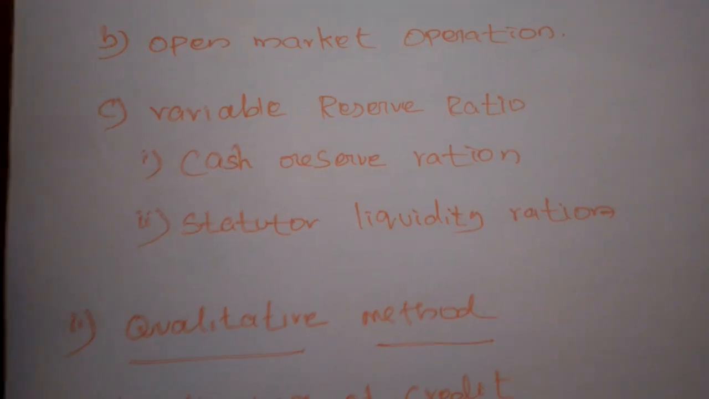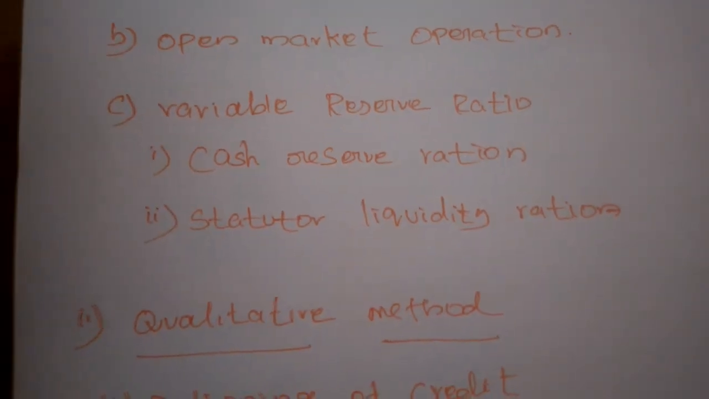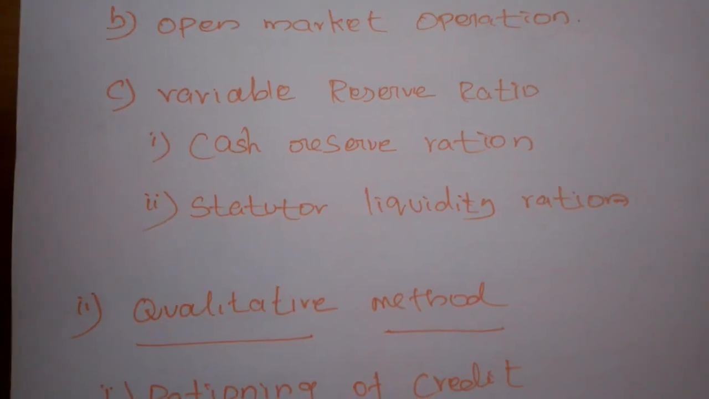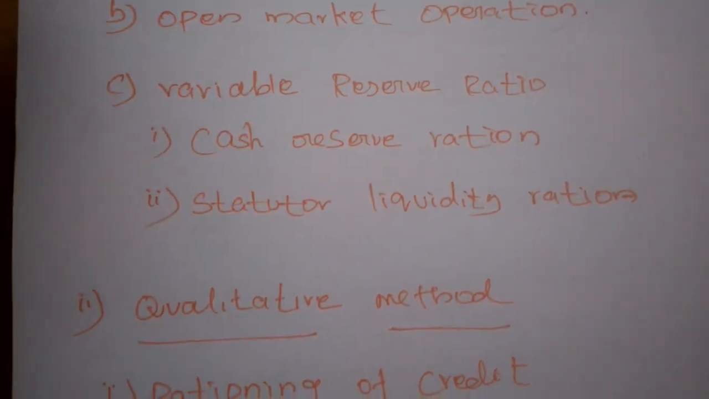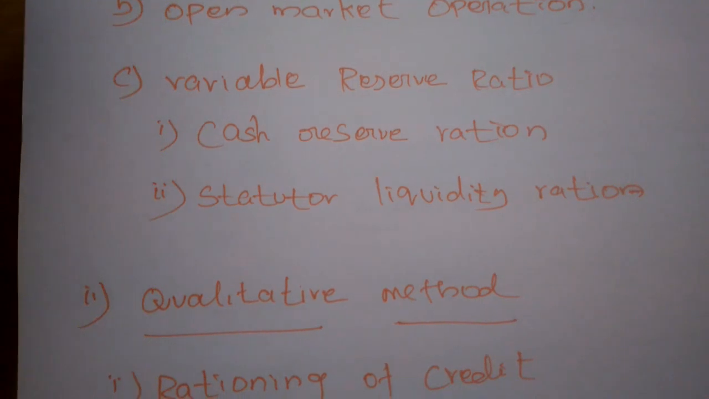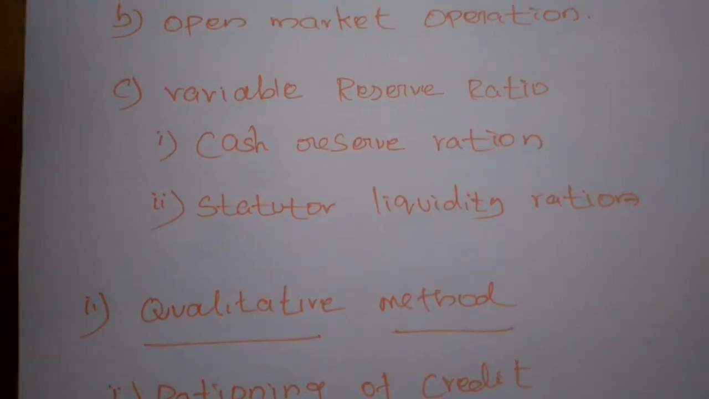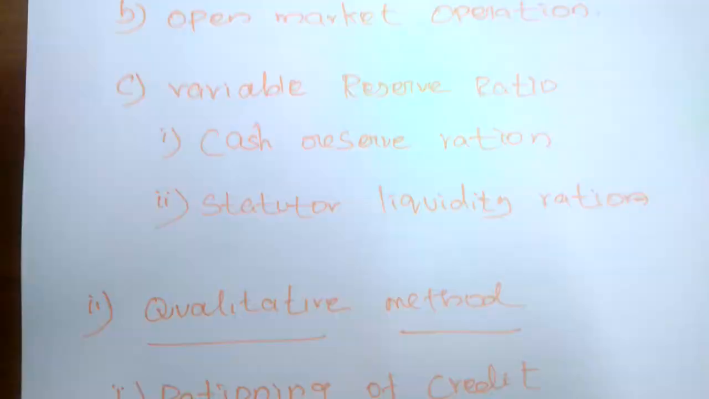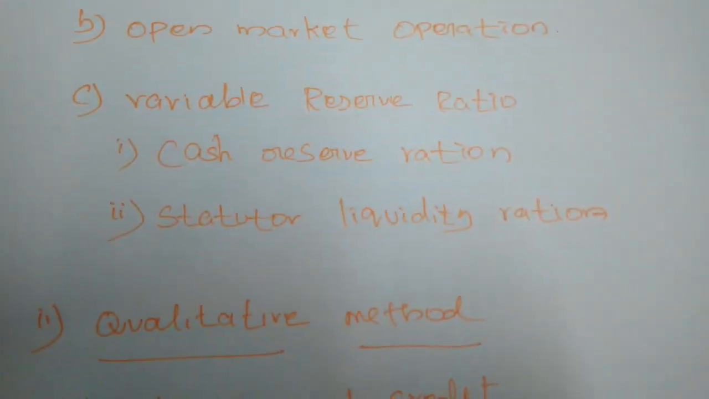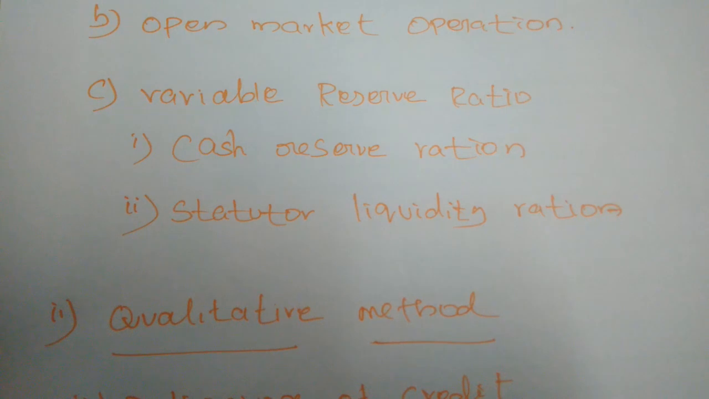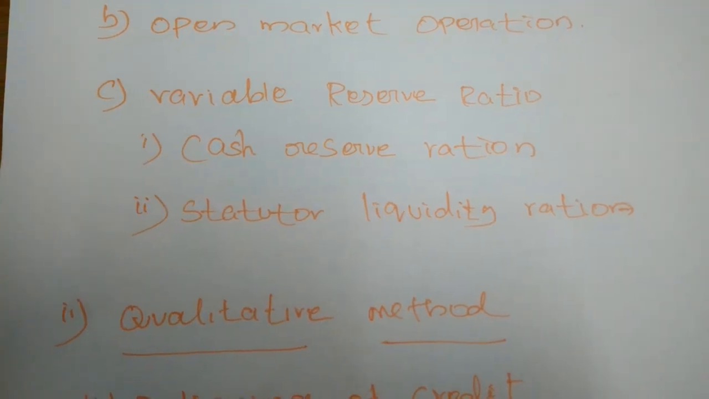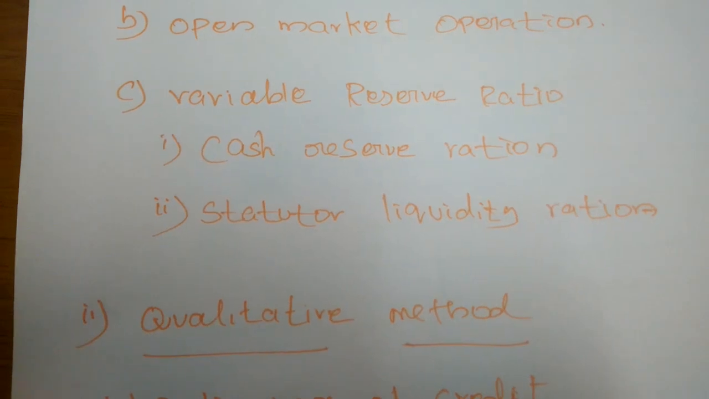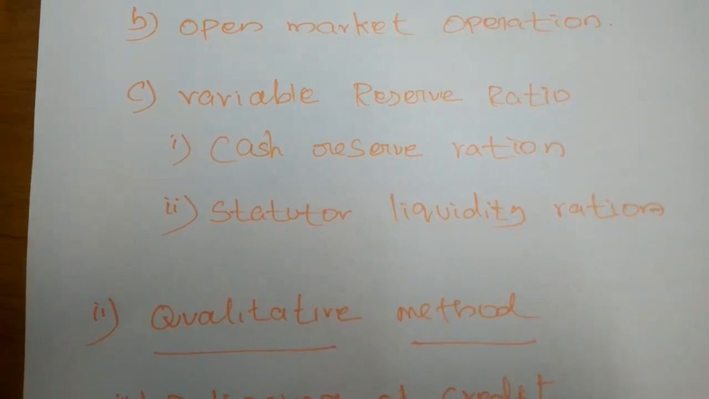Under this system, the central bank controls credit by changing the cash reserve ratio. For example, if the commercial banks have excessive cash reserves on the basis of which they are creating too much credit, this will be harmful for the larger interest of the economy. So it will raise the cash reserve ratio which the commercial banks are required to maintain with the central bank.